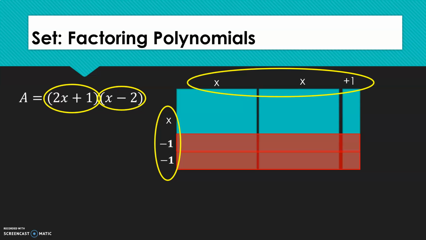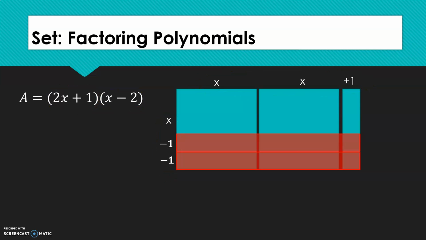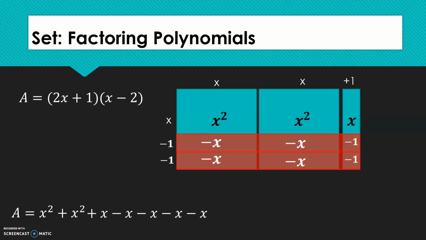Let's look at what's inside our area model now. Our area model shows that we have x squared plus x squared plus x minus 4x's minus 2. This simplifies to 2x squared minus 3x minus 2 in standard form.